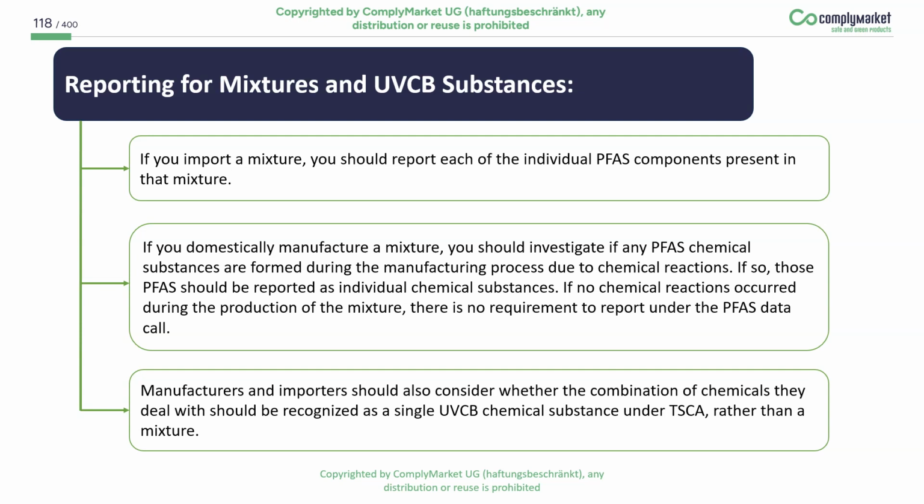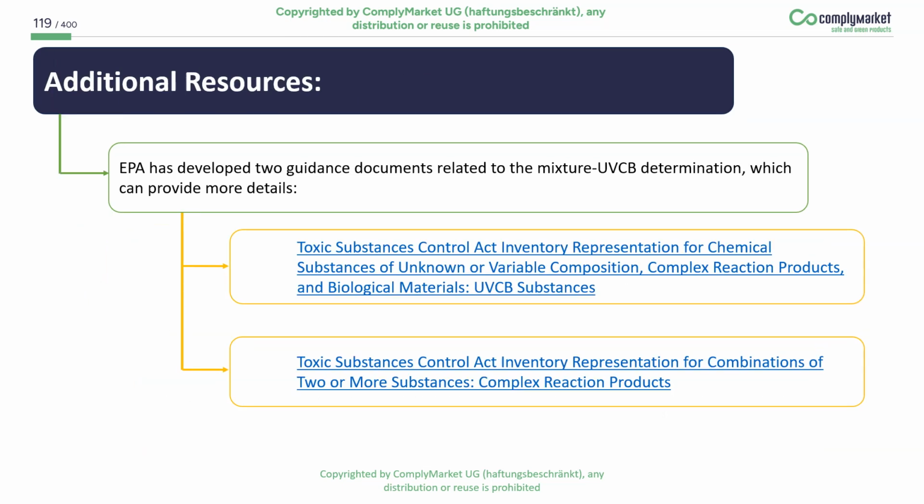If you domestically manufacture a mixture, you should investigate if any PFAS chemical substances are formed during the manufacturing process due to a chemical reaction. If so, those PFAS should be reported as individual chemical substances. Manufacturers and importers should also consider whether the combination of chemicals they deal with should be recognized as a single UVCB chemical substance under TSCA rather than a mixture. There are two documents from EPA that you can check as the two guidance documents.